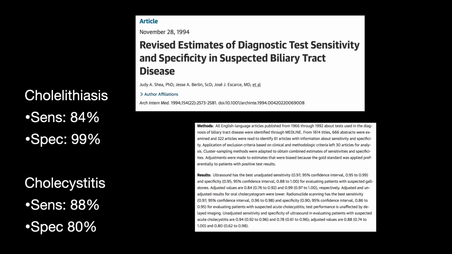And I know this goes in the Wayback Machine, but this was basically a study looking at using ultrasound for gallstones, right? And it basically found that for cholelithiasis, ultrasound itself had a sensitivity and specificity of 84 and 99% respectively. And for cholecystitis, maybe not quite as good, 88 and 80% respectively, but still quite good. And so the conclusion of the study is, hey, ultrasound is a great first test to do for patients that you're concerned has biliary disease, right?